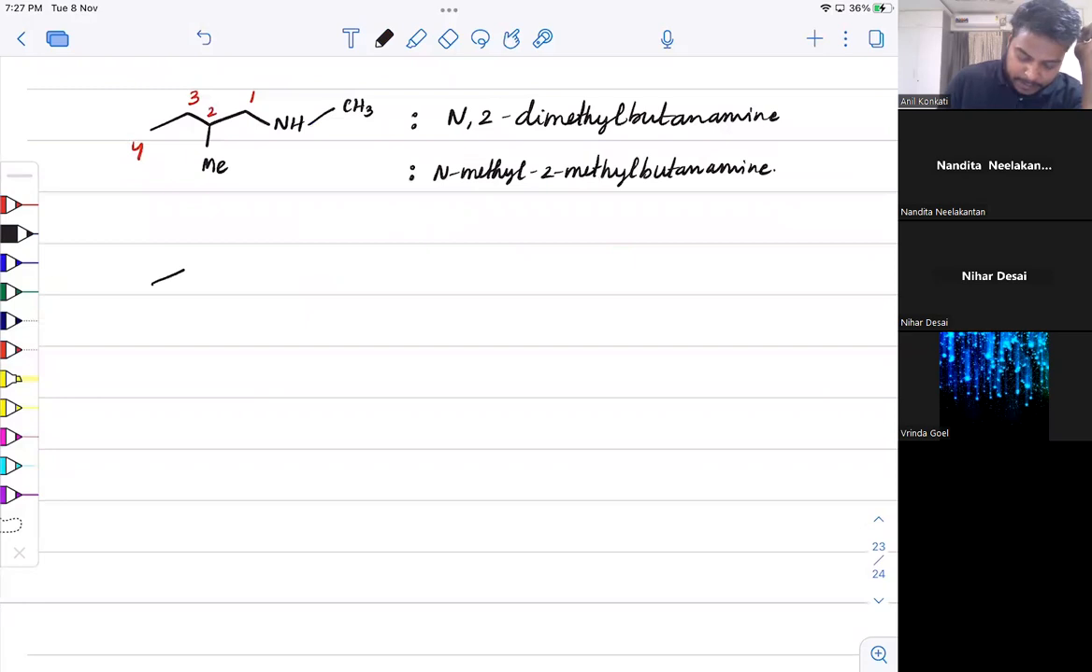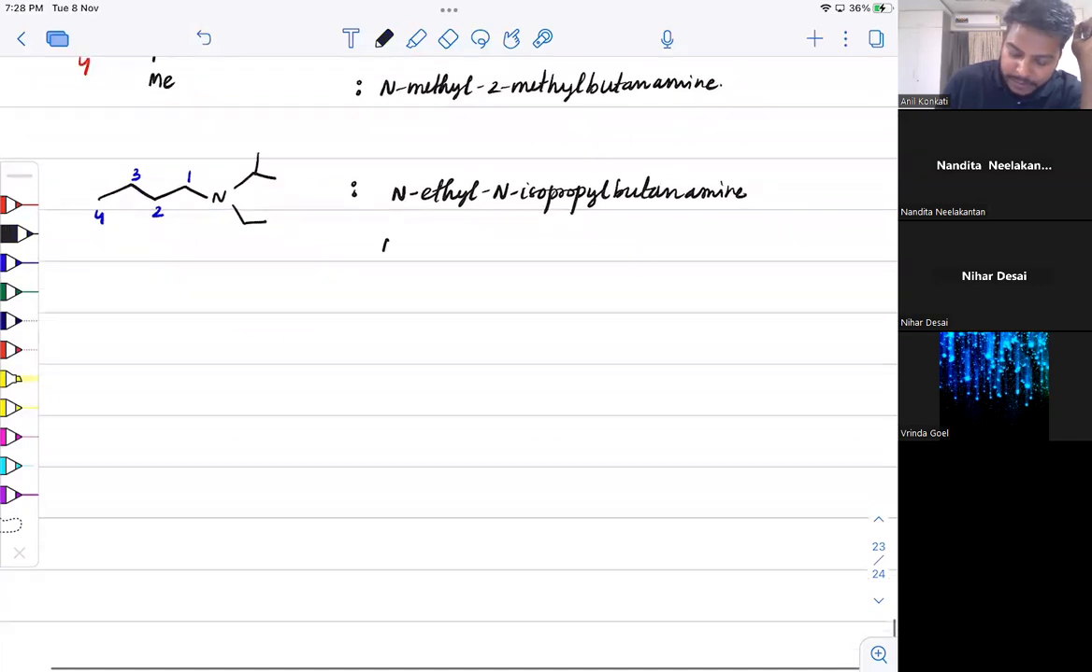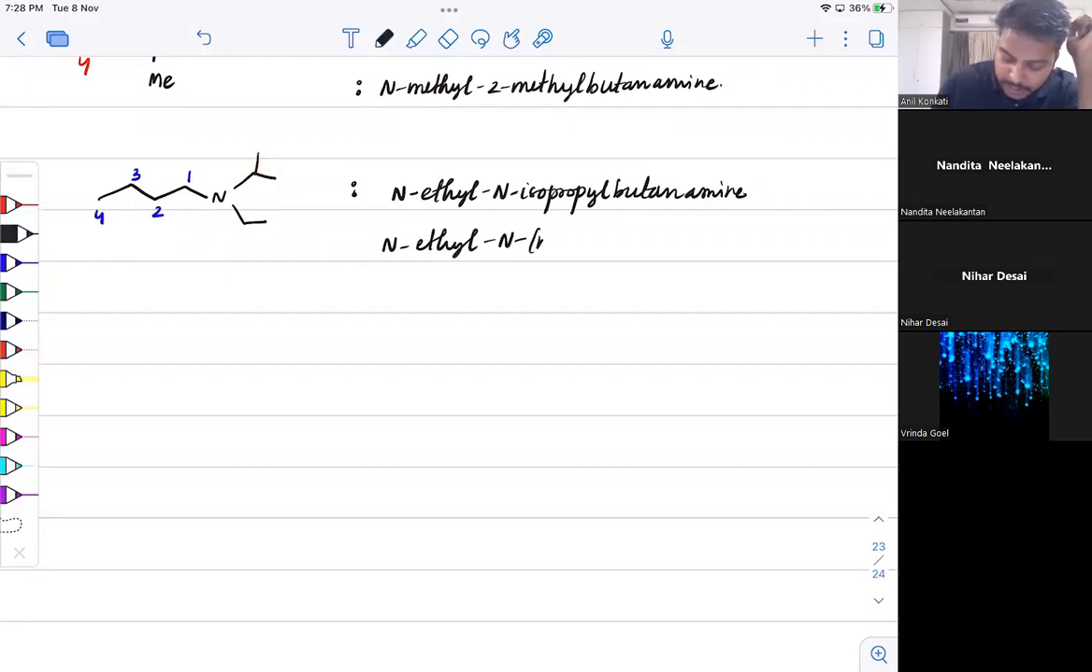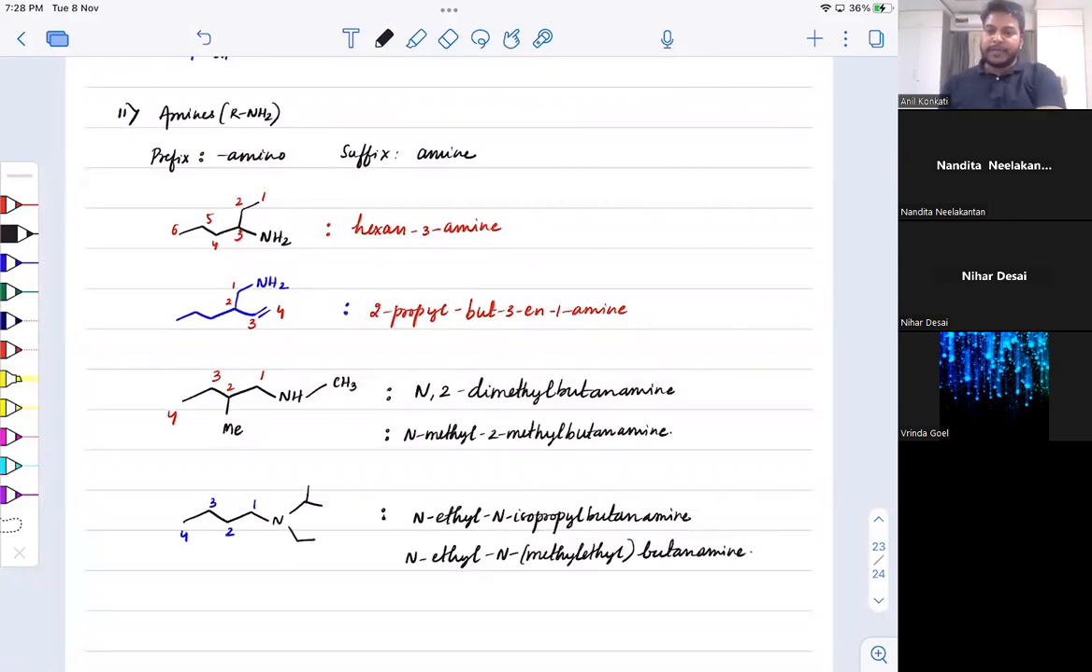So no problem there. Suppose you have N here, there is one group like this, and there is one group like this. In that case, first search for the longest chain. So you can see the longest chain is on the left hand side. So 1, 2, 3, 4. And these two are now termed as N substituents. So it is N. This one is isopropyl. This one is ethyl. So ethyl will come first alphabetically. So N-ethyl, N-isopropyl, then butanamine. This is the accepted IUPAC name, or I can also write it as N-ethyl, N. This is nothing but methyl ethyl. So I can also write it as N-(methylethyl), but in brackets, because whenever you're writing a complex substituent, we always use brackets. So N-(methylethyl)butanamine. Guys, I hope you understood how to write the amines now. So whenever you have multiple types of substituents on amines, this is how we will show that.